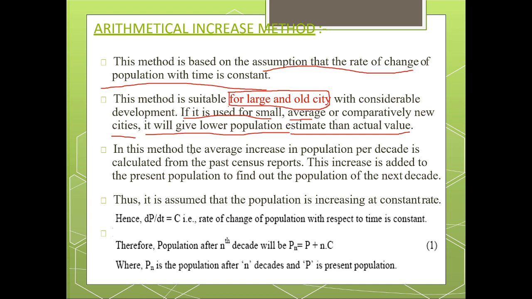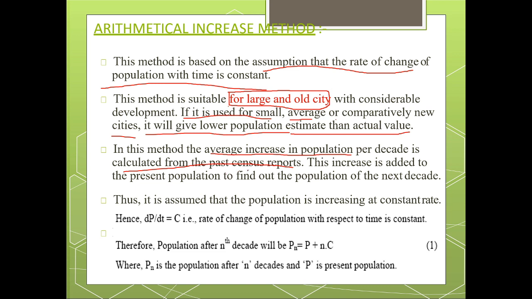In this method, the average increase in population per decade is calculated from the past census report. How do you calculate the forecast population? You have to take the past record of the census report. Based on those reports, you should calculate the forecasting population.